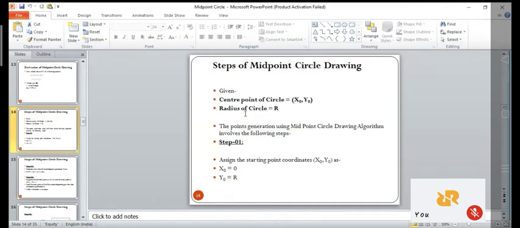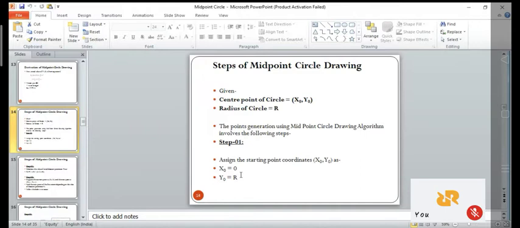What will be the first step? You have to assign the starting point coordinates. For x0, you take the value which is given in the question. The center values are already given to you with respect to x and y, so whatever x value is given in the question, only that value you have to consider.